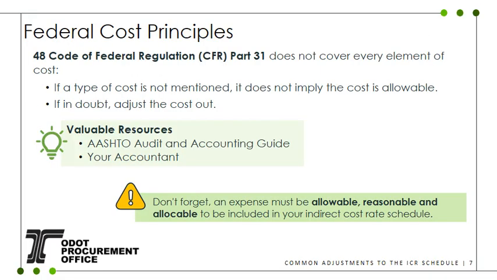It is important to note that the Code of Federal Regulations does not cover every element of cost. If a type of cost is not mentioned, it does not imply the cost is allowable. If in doubt, adjust the cost out of your ledger. A valuable resource for you to note is the ODOT Audit and Accounting Guide, as well as working directly with your own accountant, or feel free to contact the ODOT External Audit Services Group to ask questions about allowable or unallowable costs. Don't forget, an expense must be allowable, reasonable and allocable to be included in your indirect cost rate schedule.